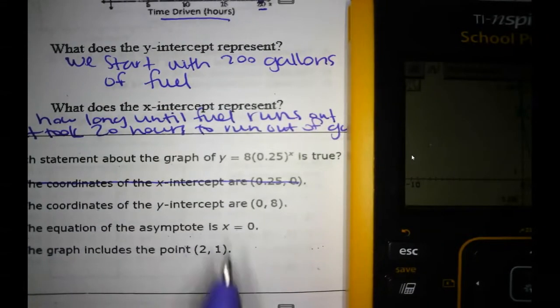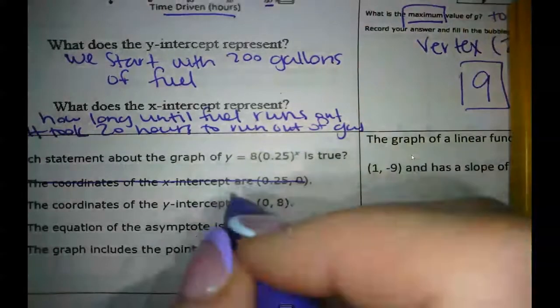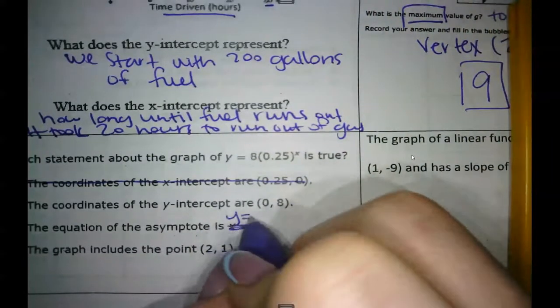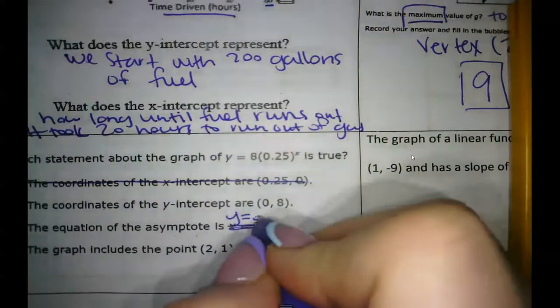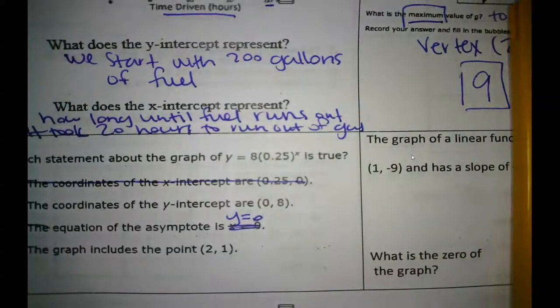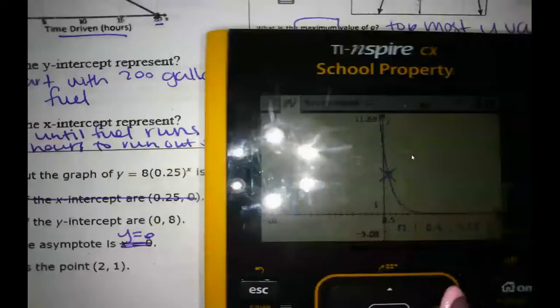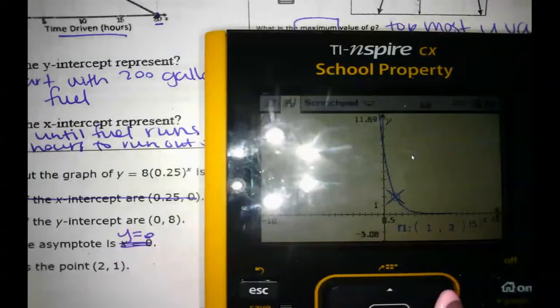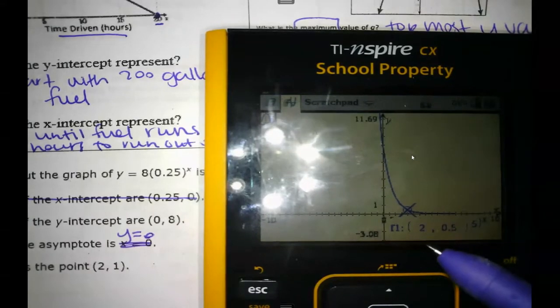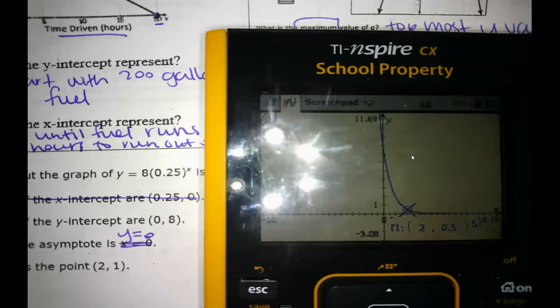The equation for the asymptote is x equals 0. Remember, this is y equals 0. Our asymptotes are the y equals. The graph includes the point (2, 1). So I can arrow over until I get to 2. My x value is 2. That y value is not 1.